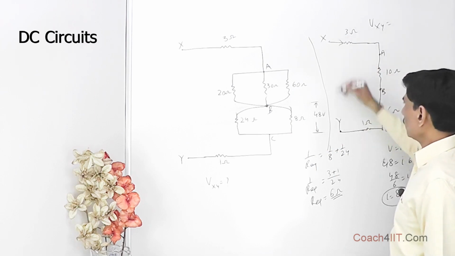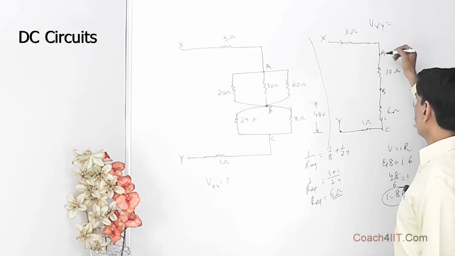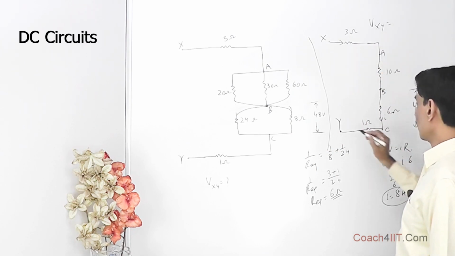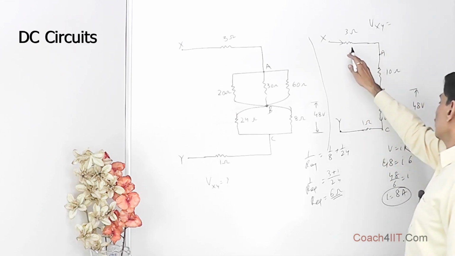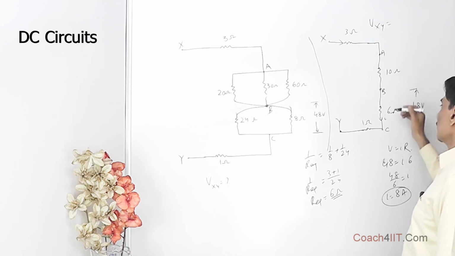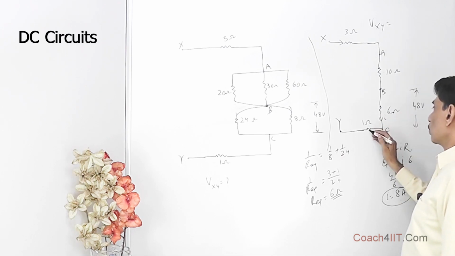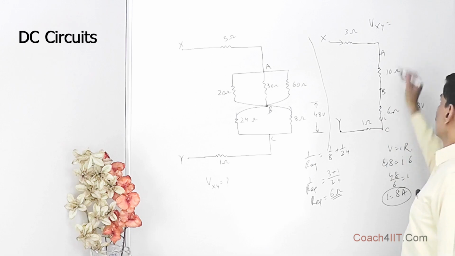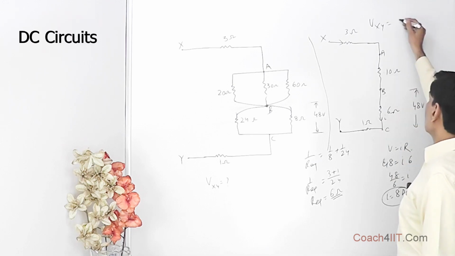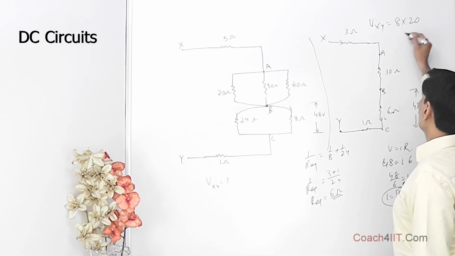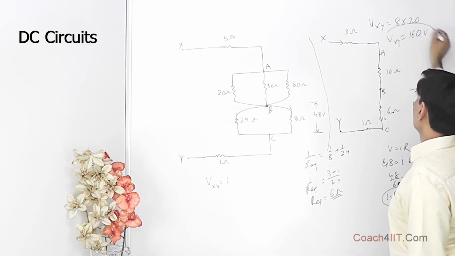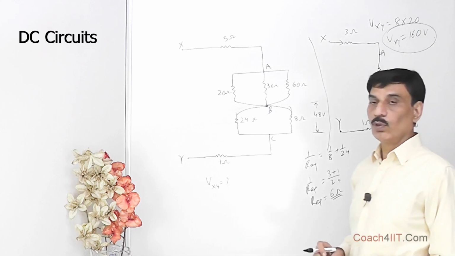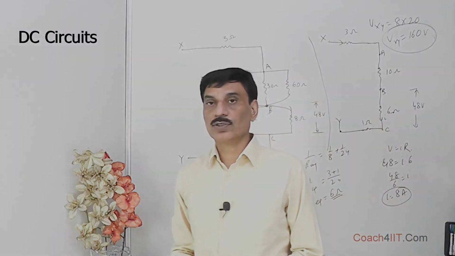So V, the potential difference across this, is equal to I into R plus I into R plus I into R plus I into R. Now these resistances are in series only. 3 plus 10, 13, 13 plus 6, that is 19, 19 plus 1, 20. V is equal to I into R, I is 8, R is 20 ohm. So this comes out to be 160 volt, that is VXY comes out to be 160 volt. It is the potential difference across X and Y.